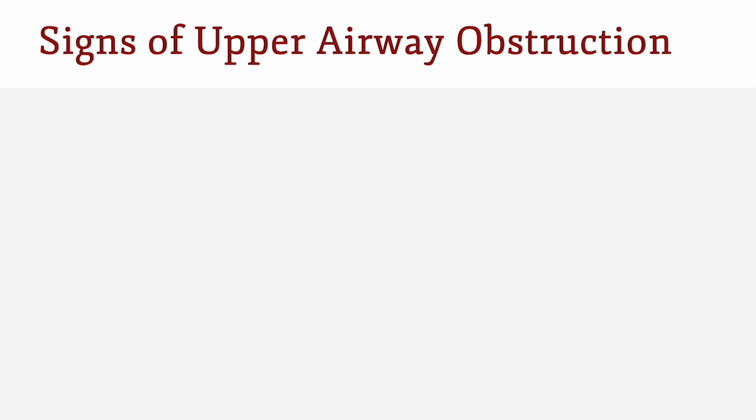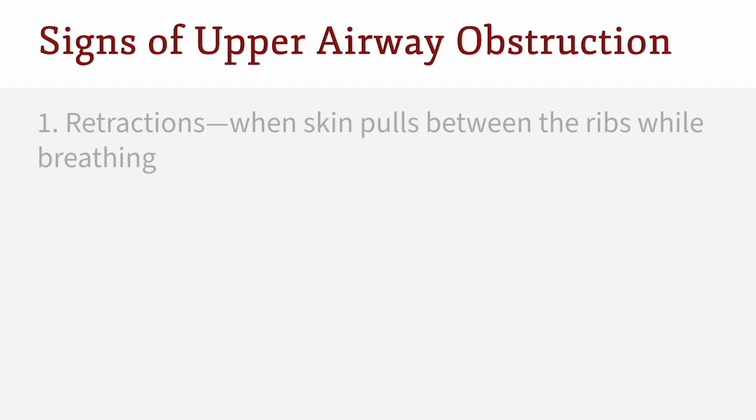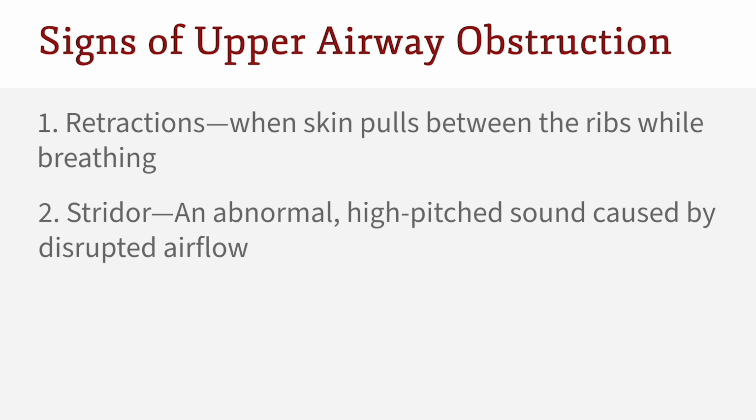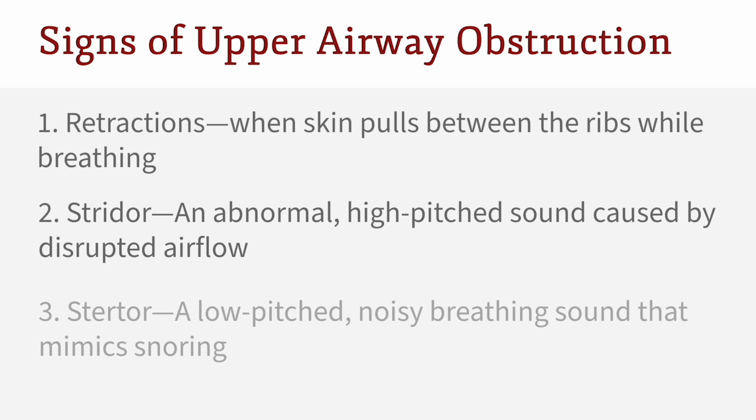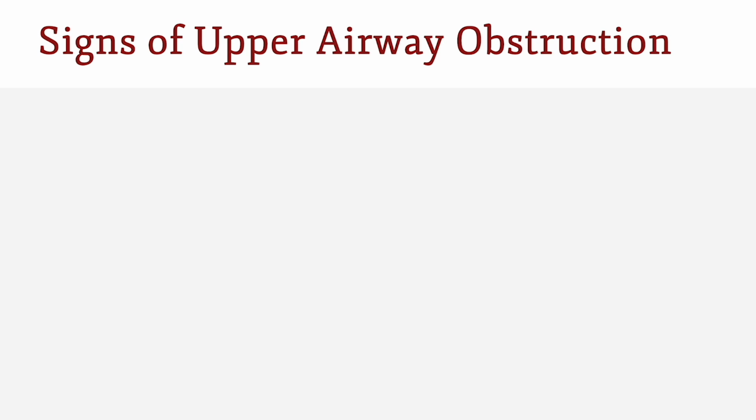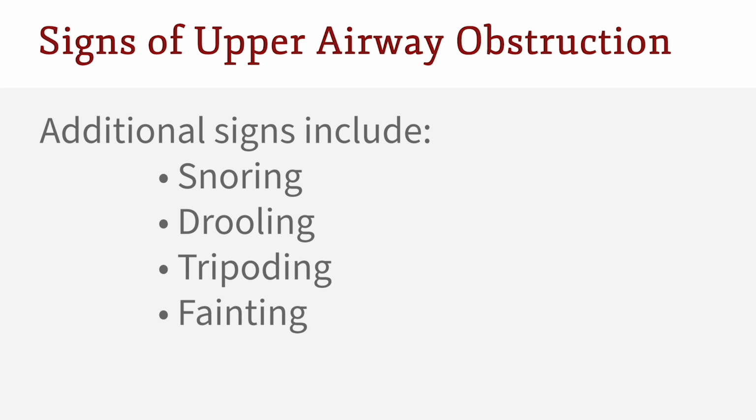Signs of upper airway obstruction include retractions, in which the skin over the chest pulls in between the ribs when a child has difficulty breathing; stridor, which is an abnormal, high-pitched sound that is commonly caused by disrupted airflow; and stertor, which is a low-pitched, noisy breathing sound that mimics snoring. Additional signs of upper airway obstruction include snoring, drooling, tripoding, or fainting.